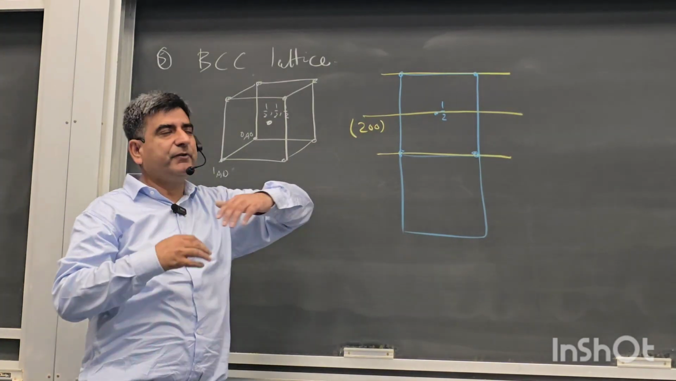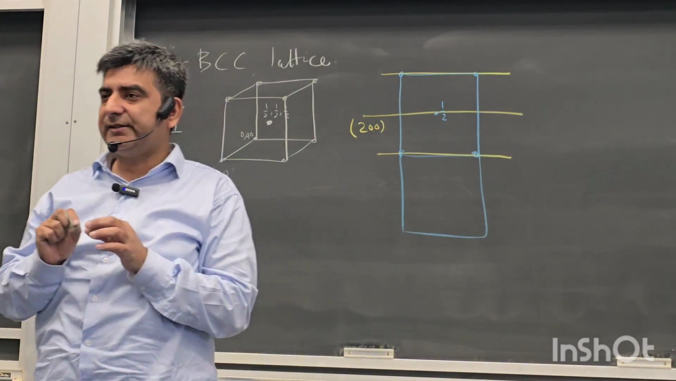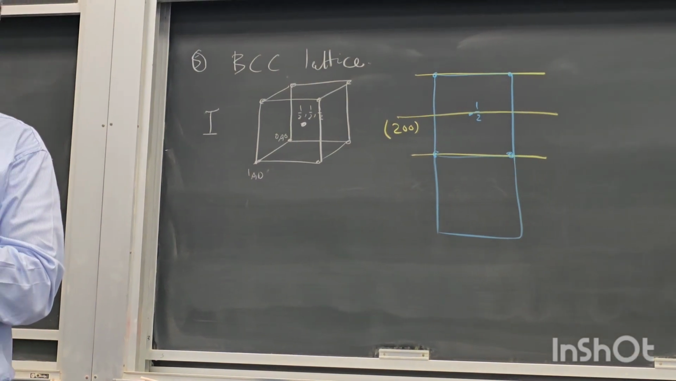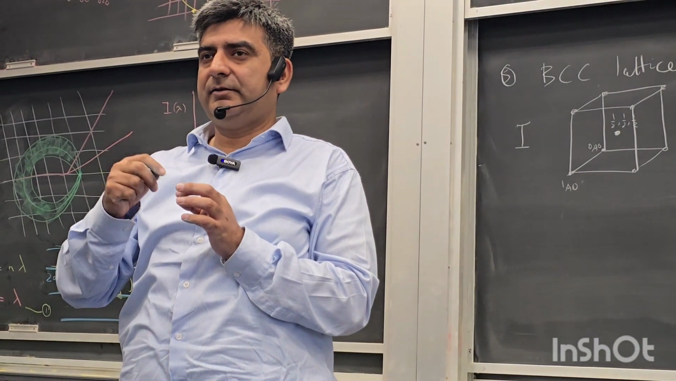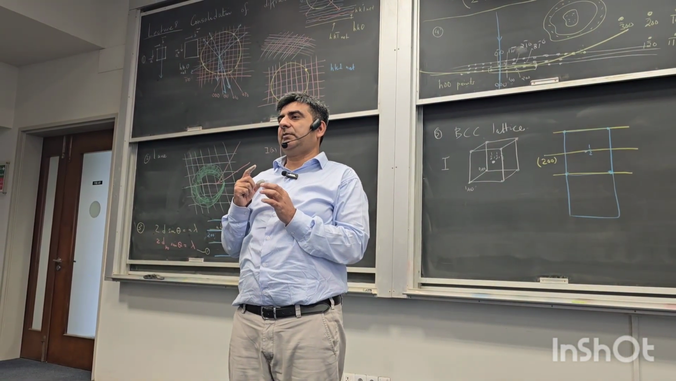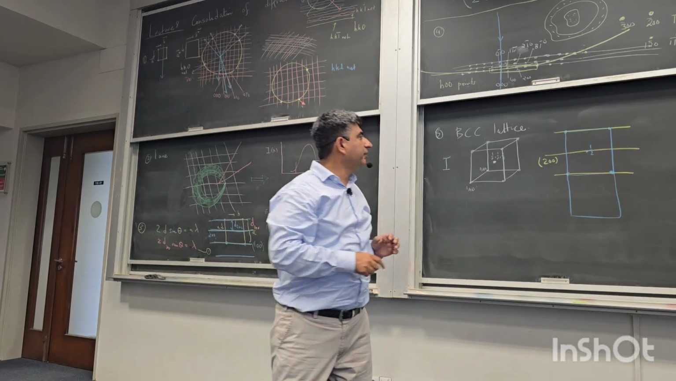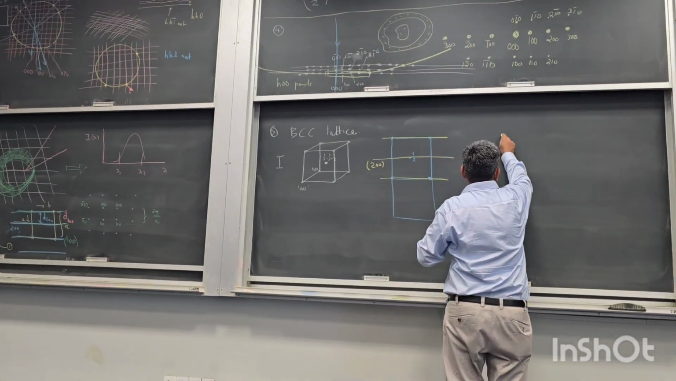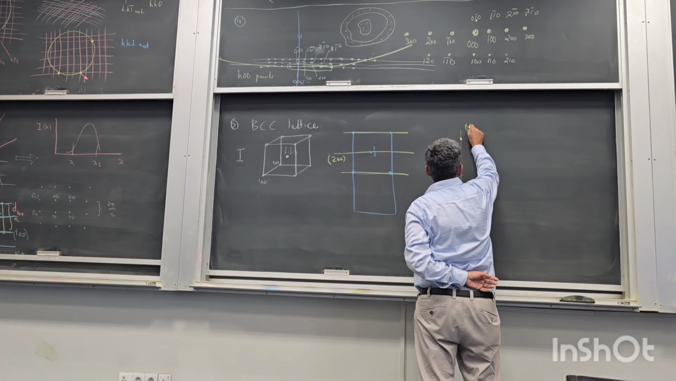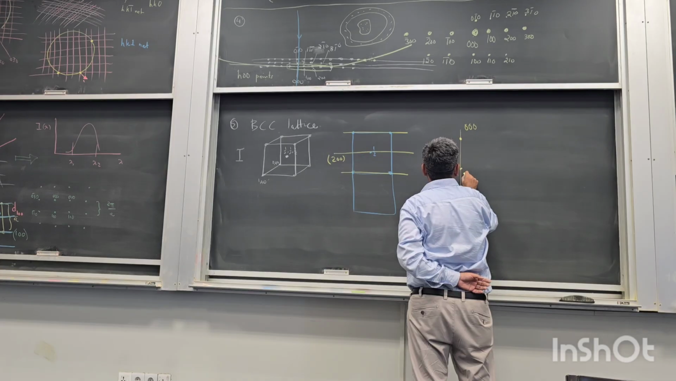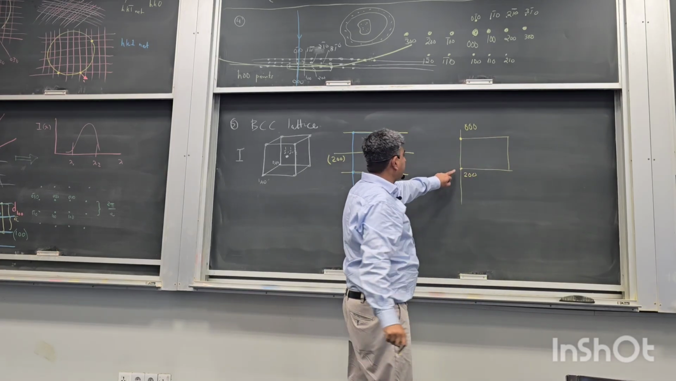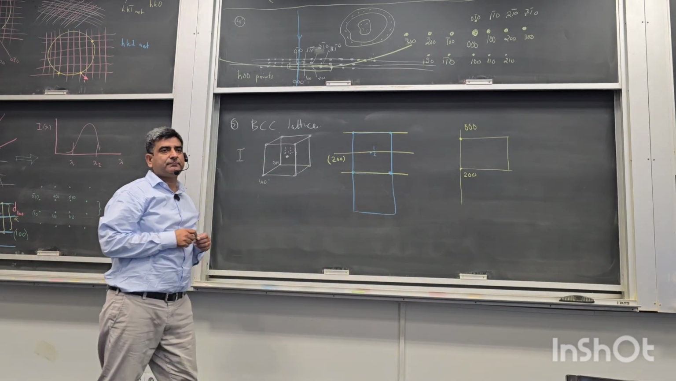So if I start moving from my 0, 0, 0 point in the reciprocal space, the first point that will be encountered in the reciprocal space is the 2, 0, 0 point. So if I were to draw the reciprocal space corresponding to the BCC lattice, I will have 0, 0, 0 point followed by 2, 0, 0 point. So the first point that will be encountered is the 2, 0, 0 point.